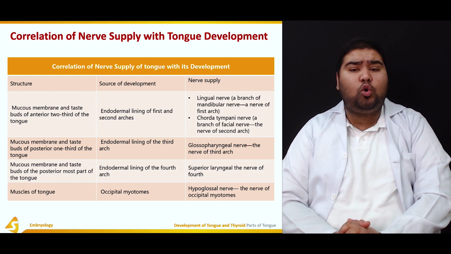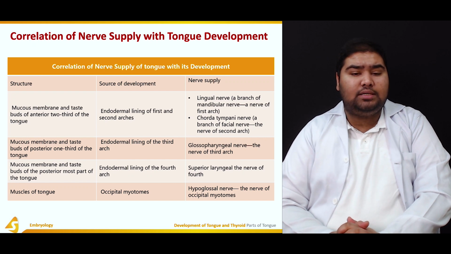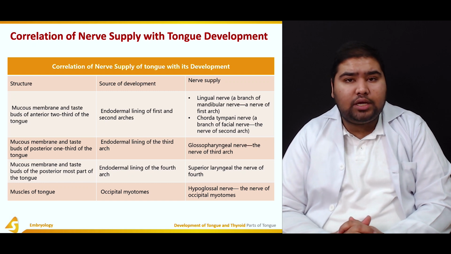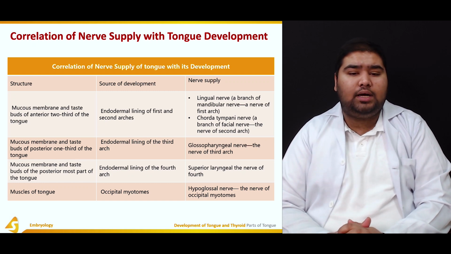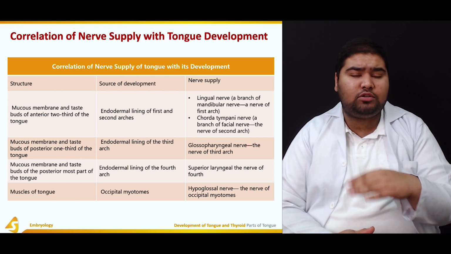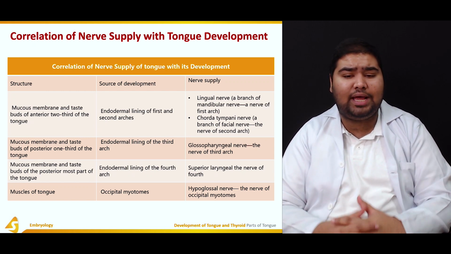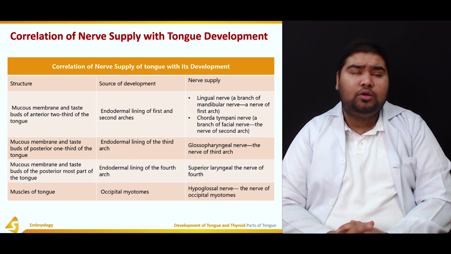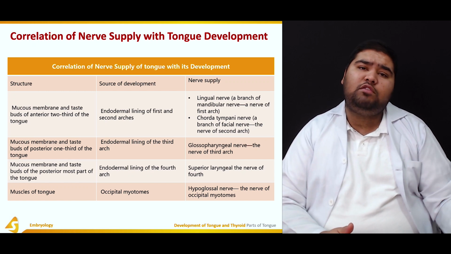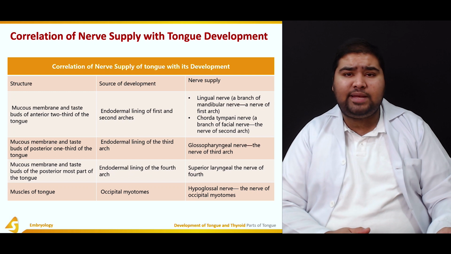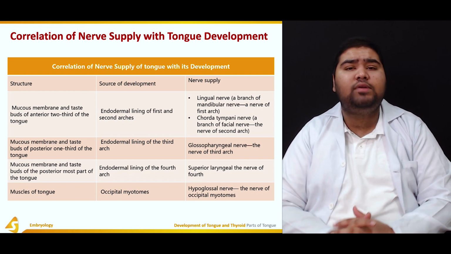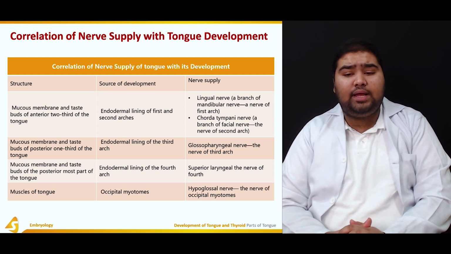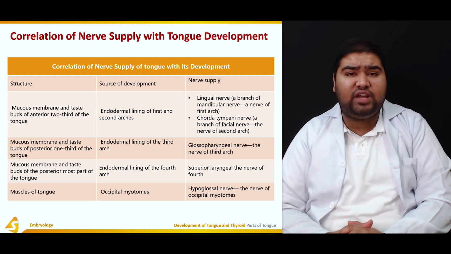So let's see what is the correlation of nerve supply with tongue development. So the mucous membrane and taste buds of the anterior 2/3 of the tongue. Now the source of development of this anterior 2/3 is the endodermal lining of the first and second arches, and the nerve supply is the lingual nerve, which is actually a branch of the mandibular nerve, being the branch of the trigeminal nerve, being the nerve of the first arch. There, it also has some fibers from the chorda tympani nerve, a branch of the facial nerve.